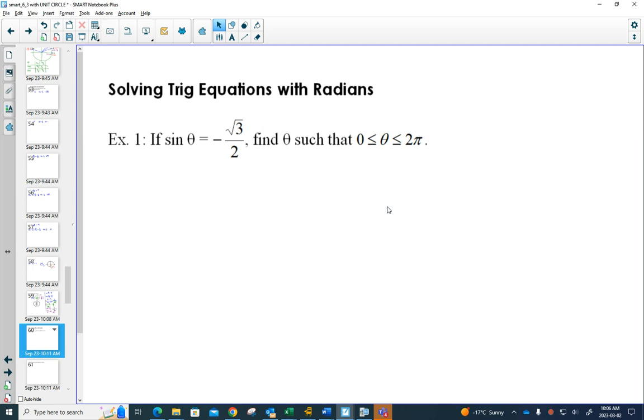So that's just a review of how we normally have solved trig questions up to now. We would use our CAST rule to figure out what quadrants it's in. We'd find our reference angle, then use your reference angle to find the actual angle.